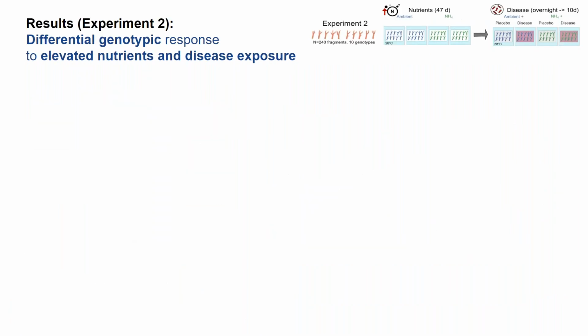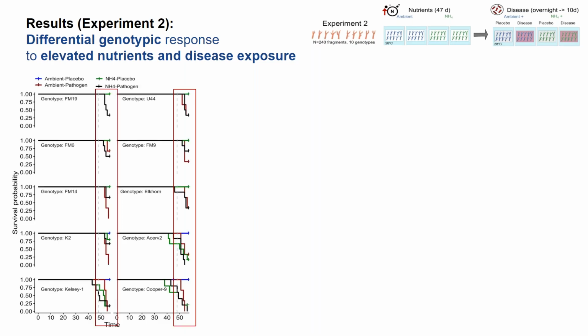So I'm going to switch gears here to experiment number 2. Remember, in this experiment, we tested the effects of elevated nutrients, and we exposed the corals to disease. Here we have 10 genotypes, and each genotype is in a different panel on this figure. Then in the colors, we have the different combinations of treatments: different nutrient treatments with homogenate treatment.